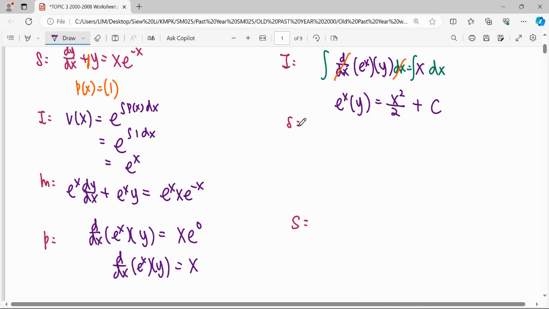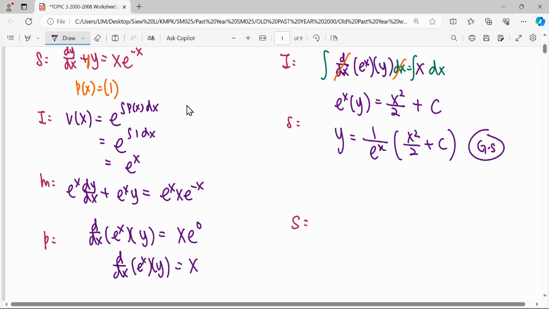So the next step is forming the general form where y is the subject. So for e^x, we need to move it to the right hand side. So it means that it will be 1 over e^x for timing this. So this is our general form.